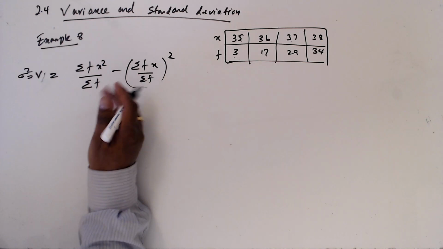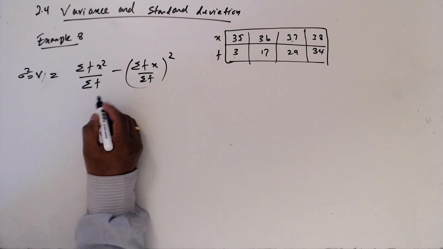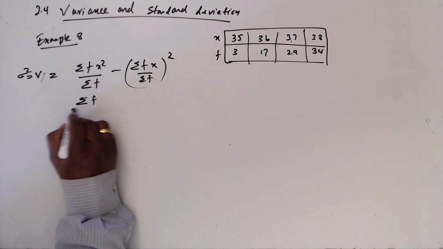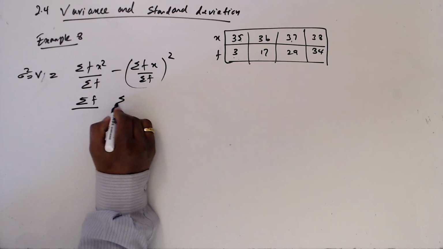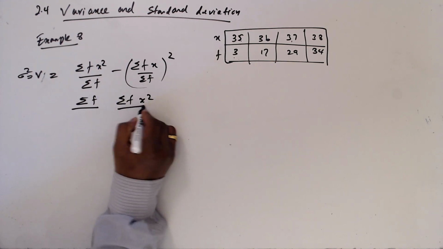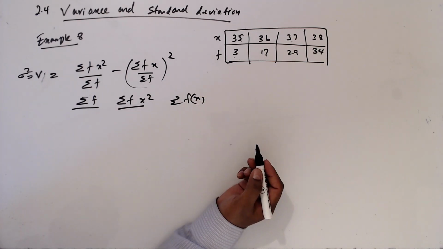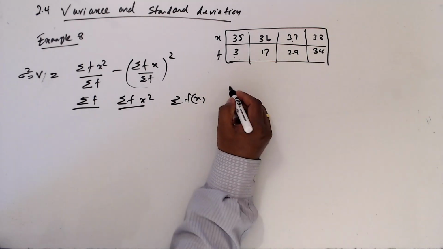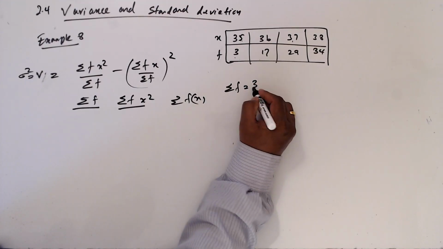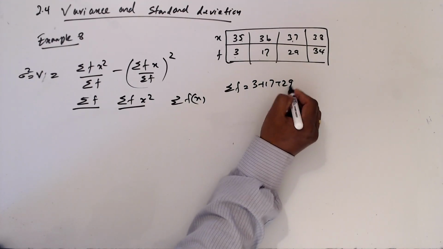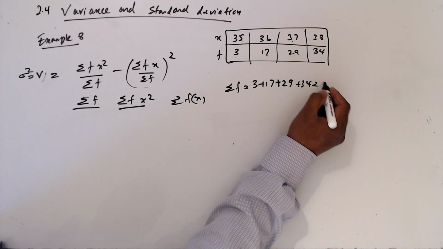When you look at this one, now you can see that you need three things. Summation f, another one is summation fx square, and the other one is summation fx. So summation f means these things: 3 plus 17 plus 29 plus 34, that is 83.